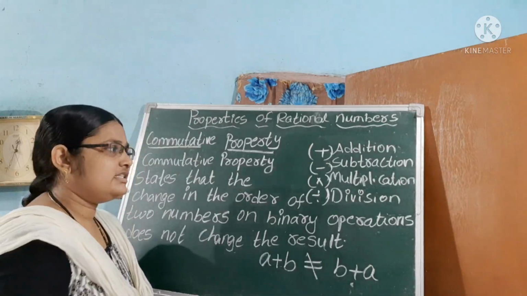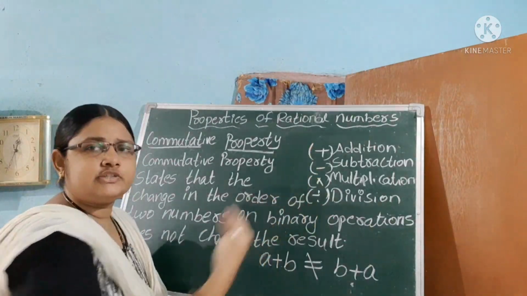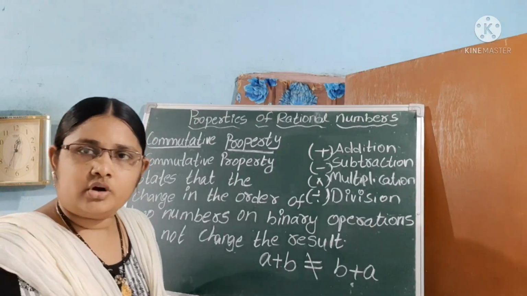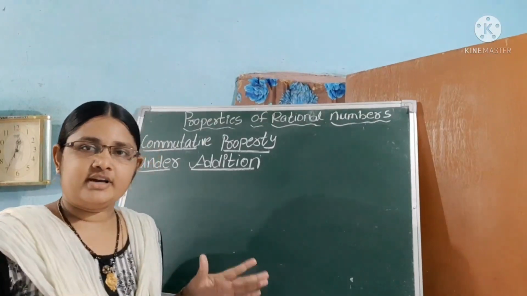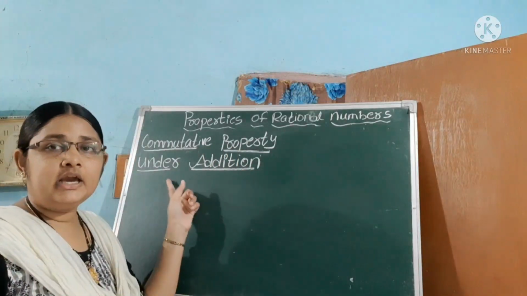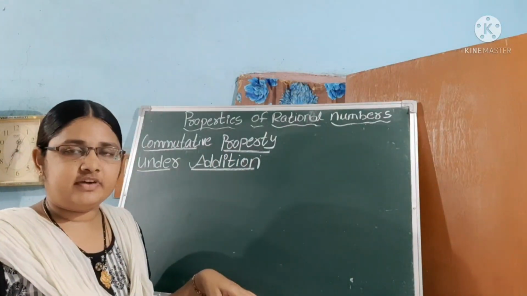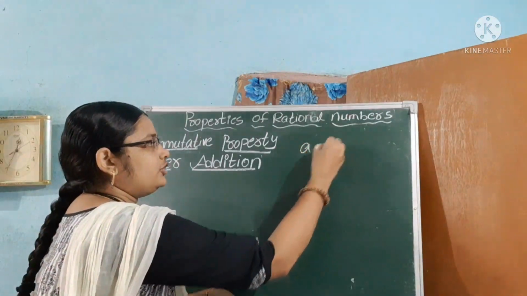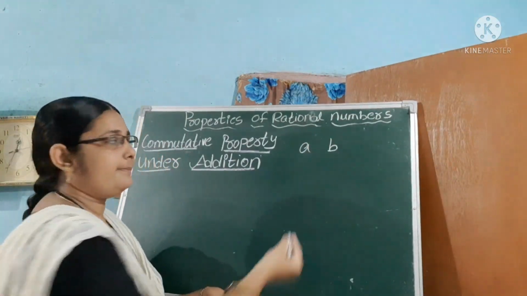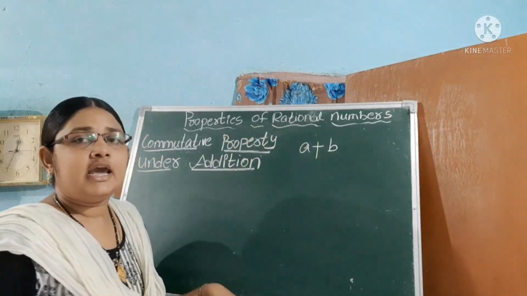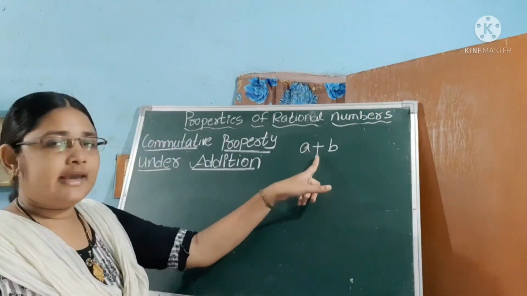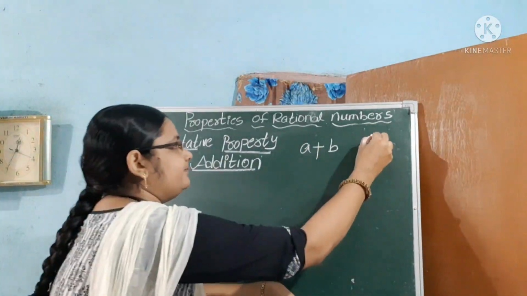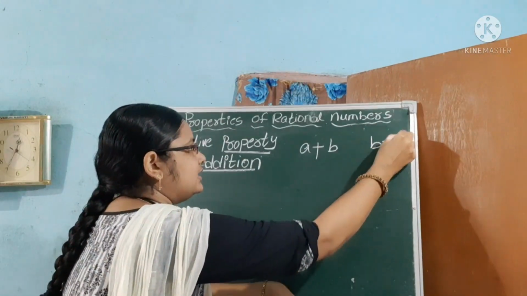Okay, so let us check commutative property on these four binary operations. Okay, so first one is commutative property under addition. So first binary operation is addition. That means we take two numbers and apply the binary operation plus. Okay, addition, a plus b, change the order, that means b plus a.